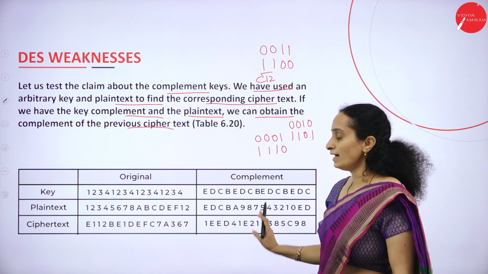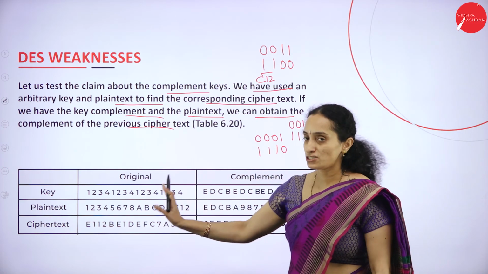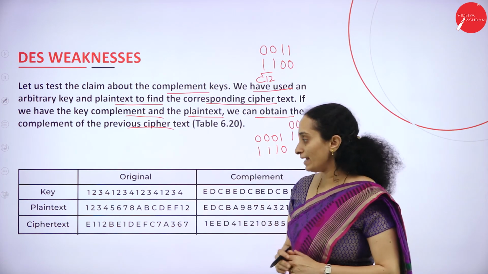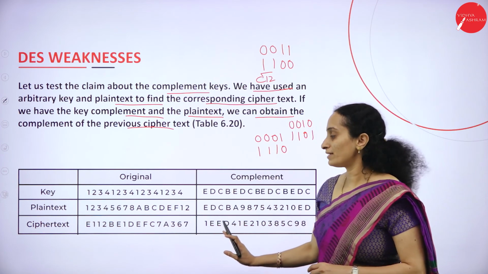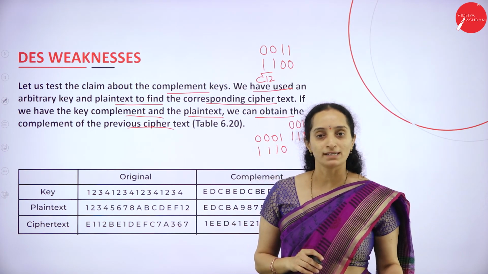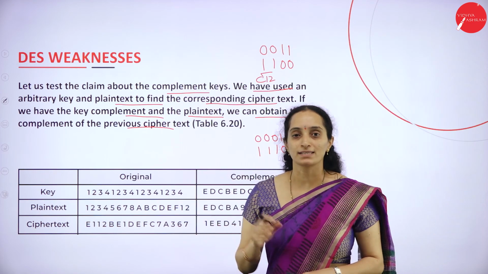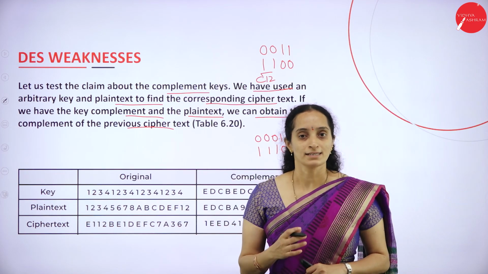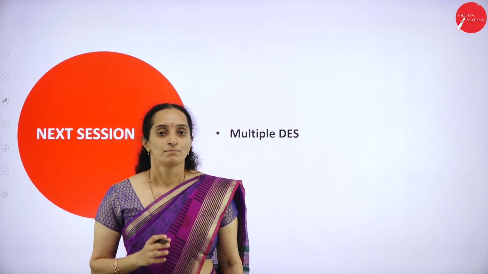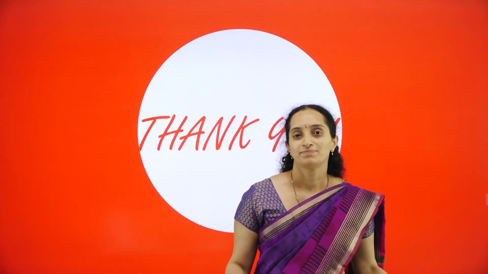So you can get the complement by just using half of the key and half of the plain text. Again, the ciphertext is also obtained by the complement, isn't it? So it makes the cryptanalysis task easier. In the next session, we shall be discussing multiple DES. All right. Thank you.